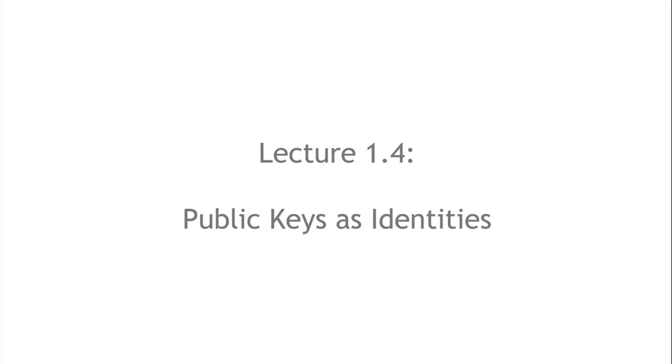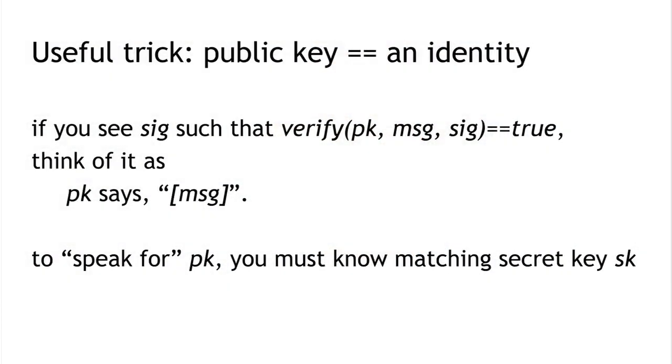In segment 1.4, we'll move on, having covered digital signatures, and talk about a nice trick that goes along with digital signatures. The useful trick is this. The idea is to take a public key, one of those public verification keys from a digital signature scheme, and equate that to an identity. That is, an identity of a person or an actor in a system.